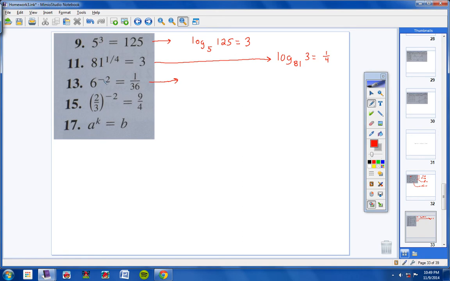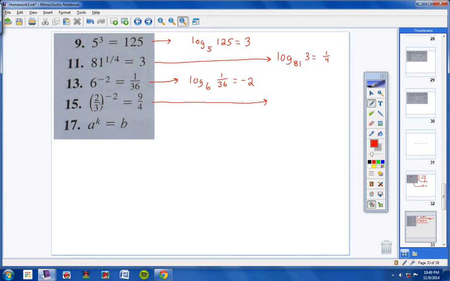Okay, the base of your exponent is 6. So your log base will be 6. 1/36 is all by itself, so that'll be your argument. Your argument will be 1 over 36. And then -2 is your exponent, so -2 is all by itself over here. There we go. Okay, moving on.